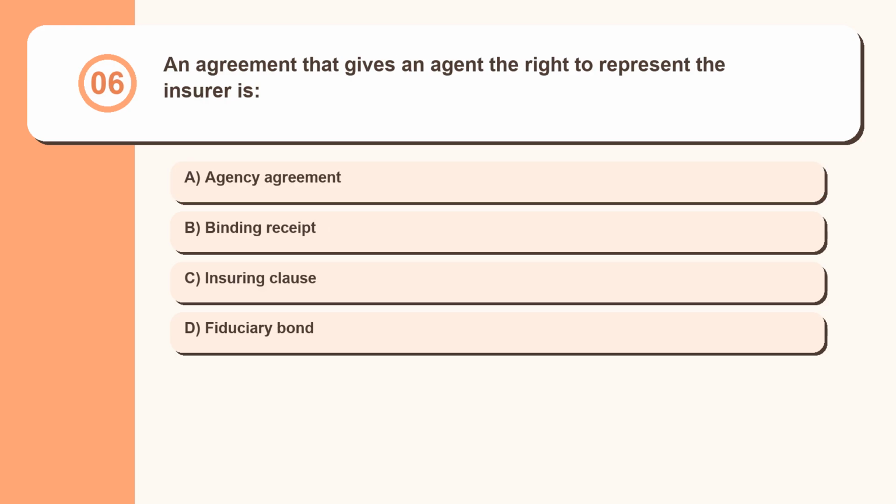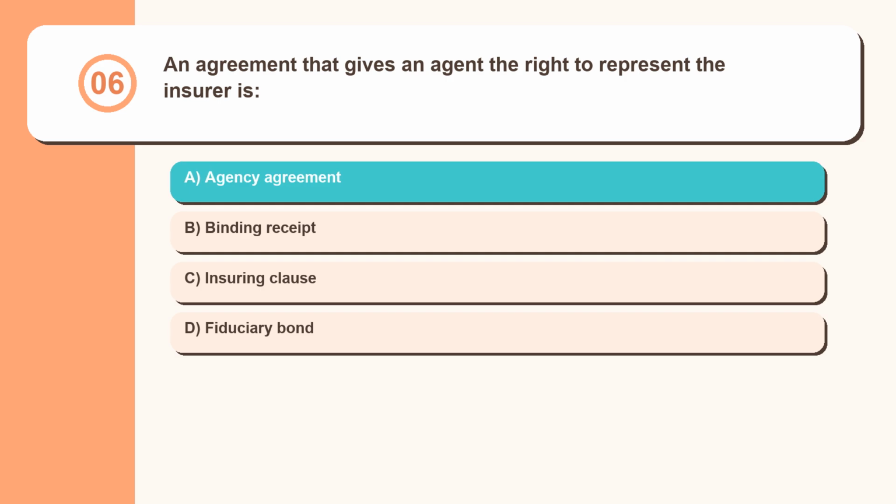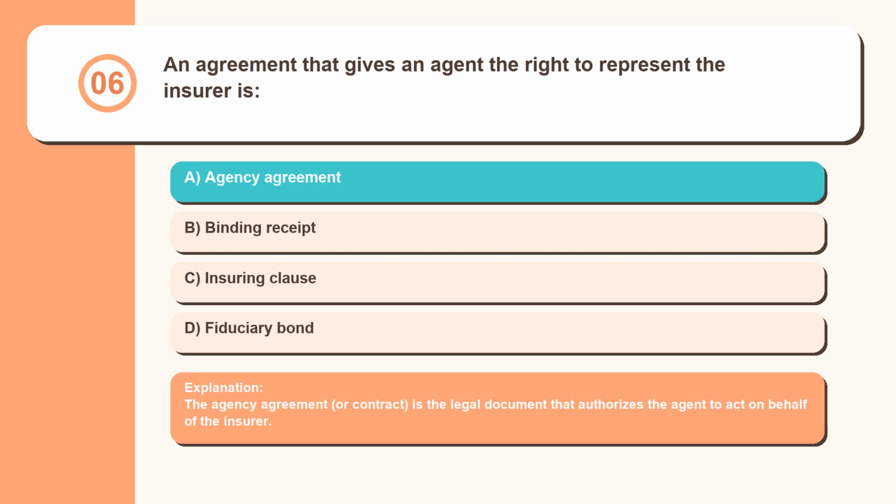Question 6. An agreement that gives an agent the right to represent the insurer is: agency agreement, binding receipt, insuring clause, fiduciary bond. The agency agreement, or contract, is the legal document that authorizes the agent to act on behalf of the insurer.